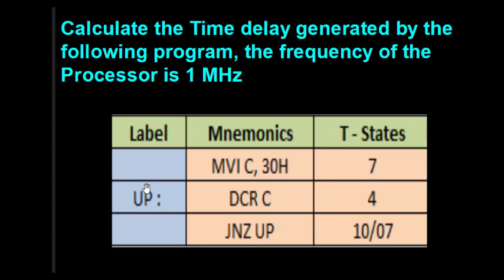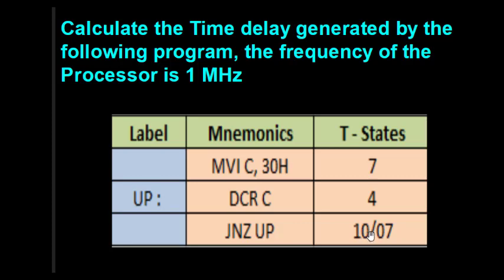I have not written the memory locations. As we know, MVI C is a 2 byte instruction, DCR C is 1 byte, JNZ is a 3 byte instruction. I have not written the memory locations because we are just interested in calculating the time delay, and for that we must know the T states. MVI C consists of 7 T states, DCR C consists of 4 T states, and the JNZ instruction, jump if no zero, consists of either 10 or 7 T states.